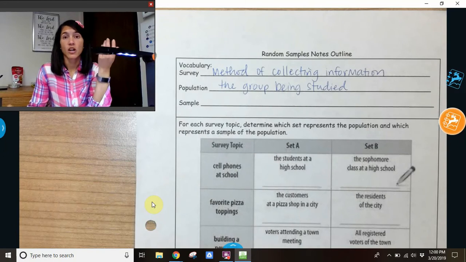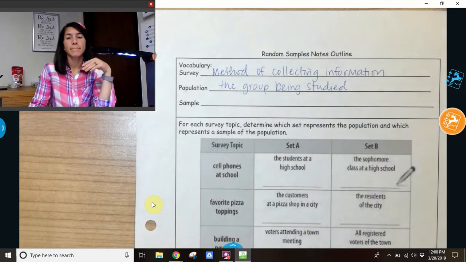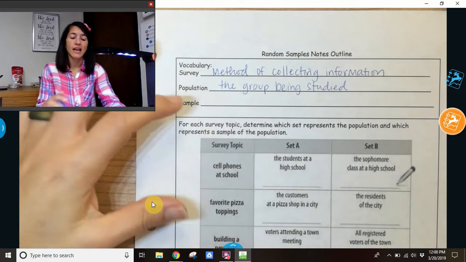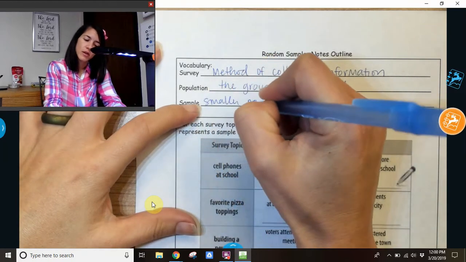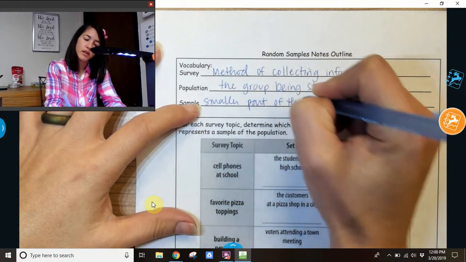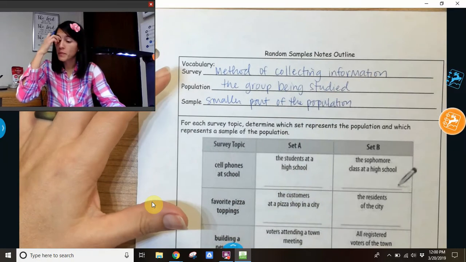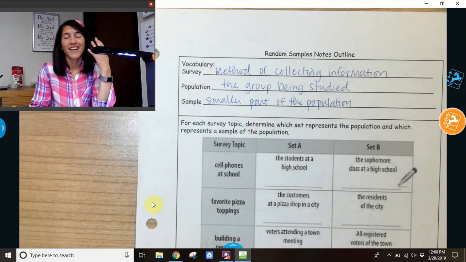Researchers will want to study a large group. I forgot to start my timer, so it's going to be like a minute off. And so the big group that's being studied is called a population, and a smaller part of the population is called a sample. The sample is a smaller part of the population.